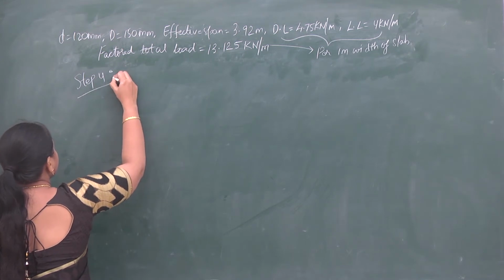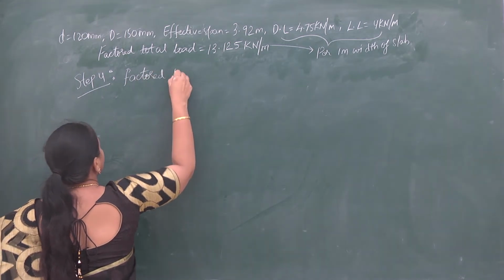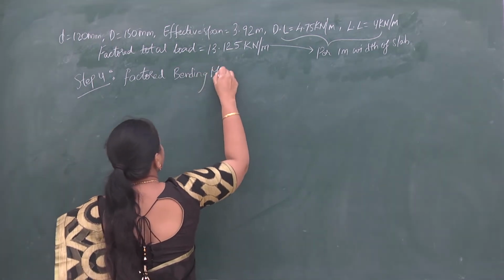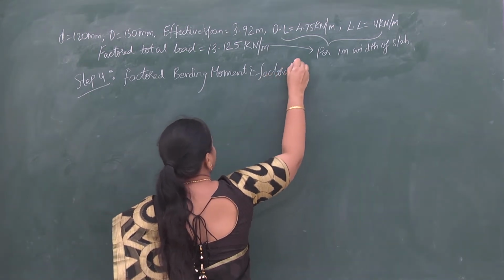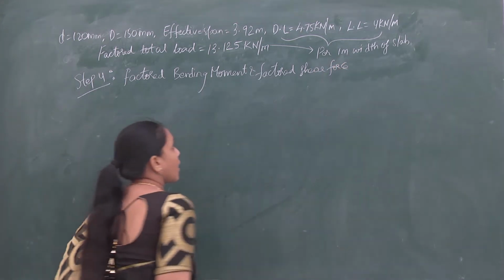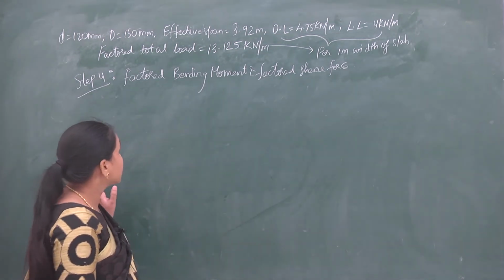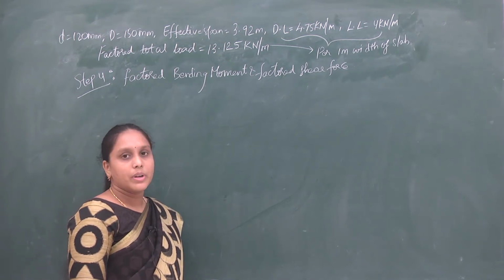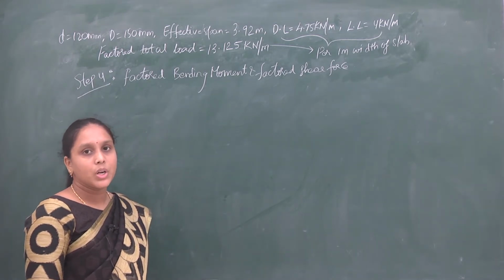calculate the factored bending moment and factored shear force. So previously for simply supported slabs, the factored bending moment is calculated by using the equation WL square by 8, and the factored shear force is calculated by WL by 2.